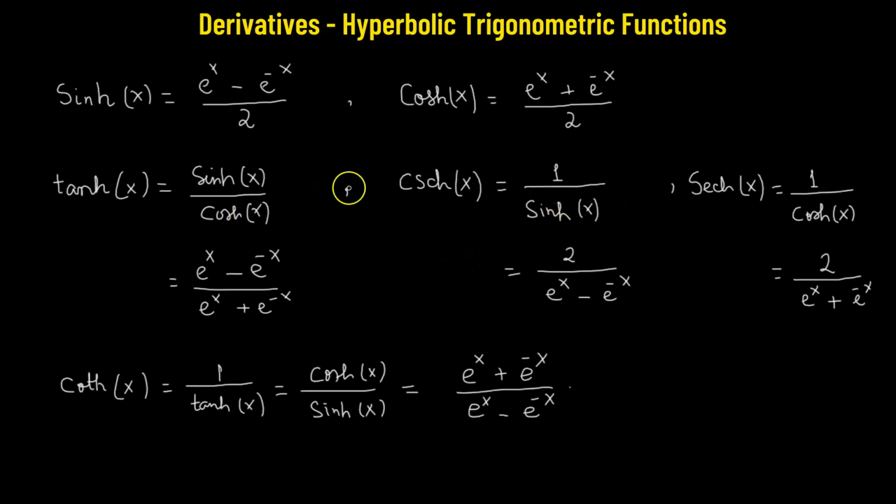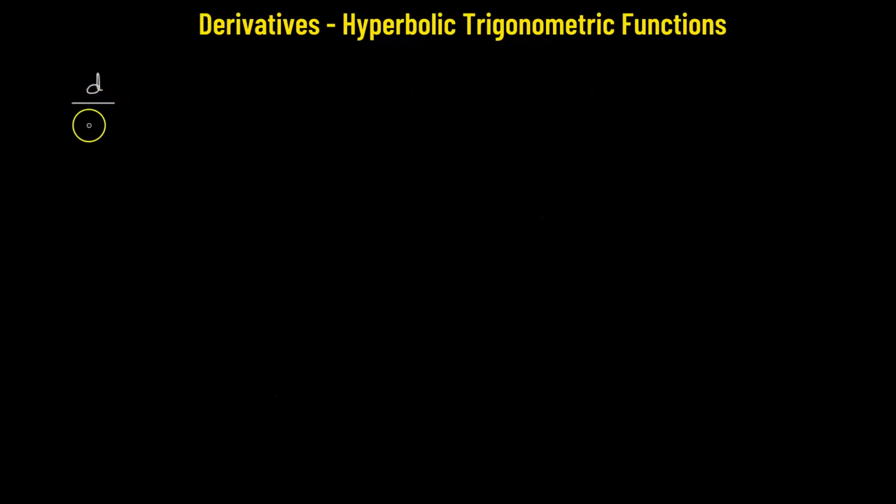So what we will do is try to find the derivative of each of them. We need to define the derivative of the hyperbolic trigonometric functions. So let's begin with the sine hyperbolic function. We have the derivative with respect to x of sine hyperbolic x. So this will be equal to the derivative with respect to x of e raised to the power of x minus e raised to the power of negative x, divided by 2.